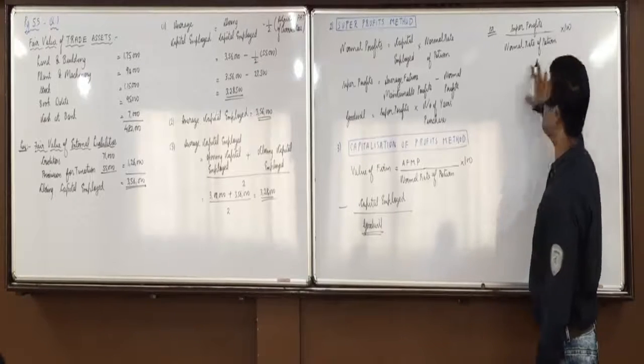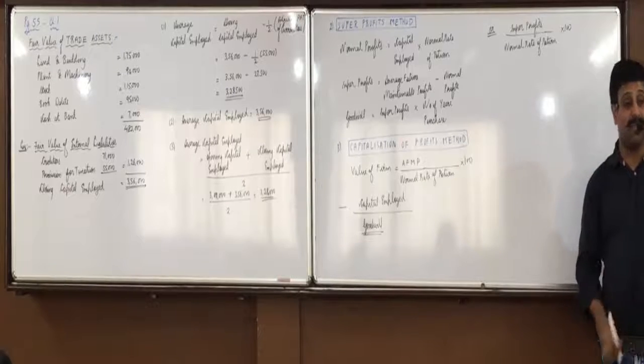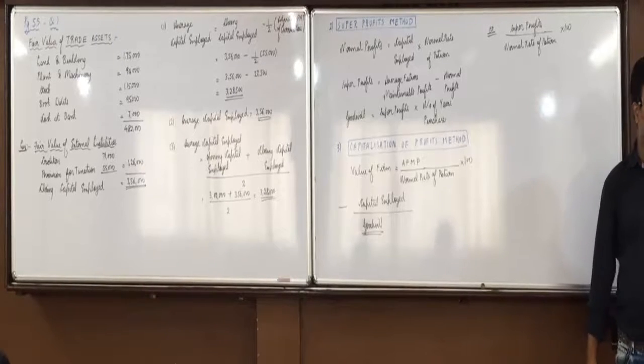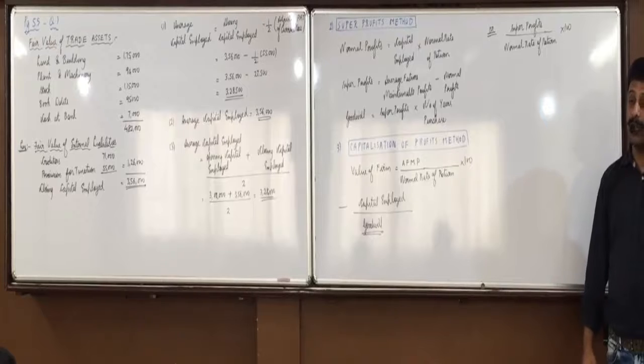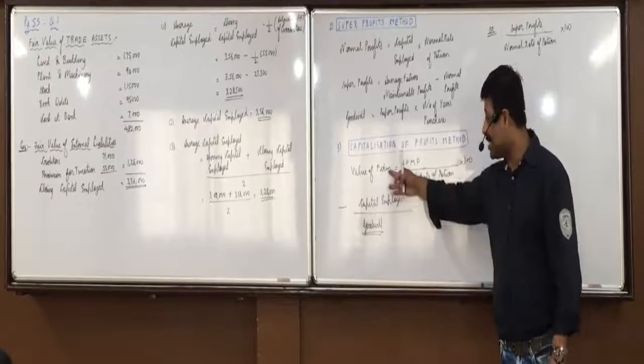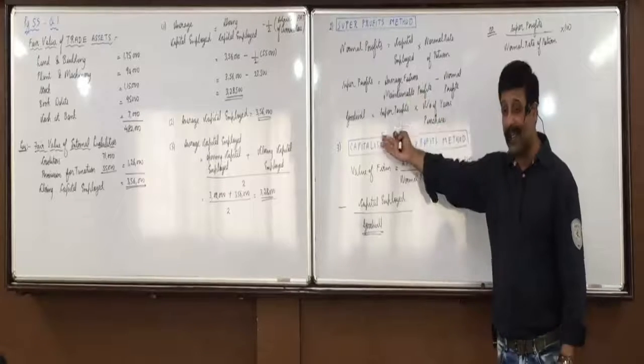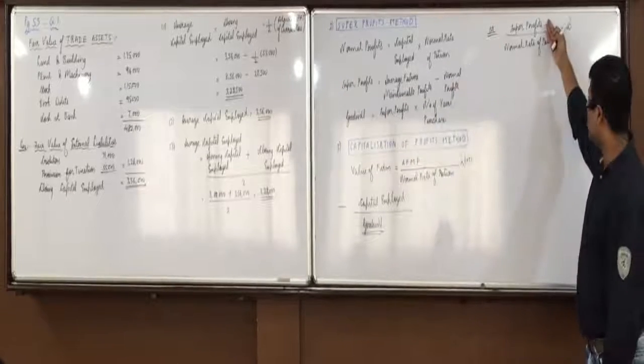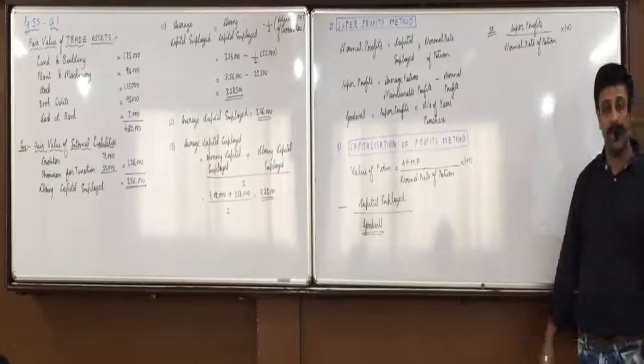We'll be using this formula only because generally the capitalization of profits method does not come alone. They'll ask you super profit also, capitalization of profit also, annuity also. So why unnecessarily do two more steps when super profits are already calculated? Directly do the shortcut, super profit upon normal rate of return into 100.